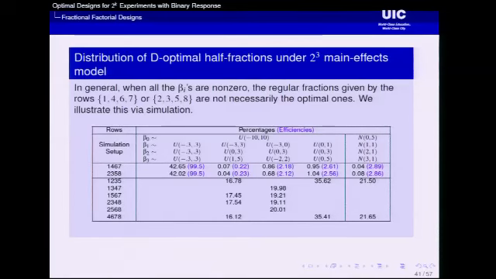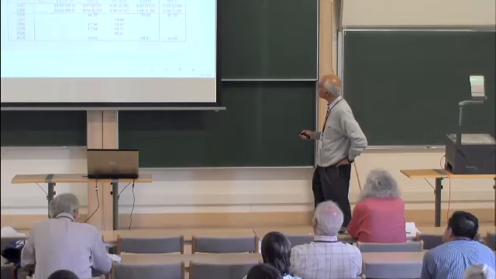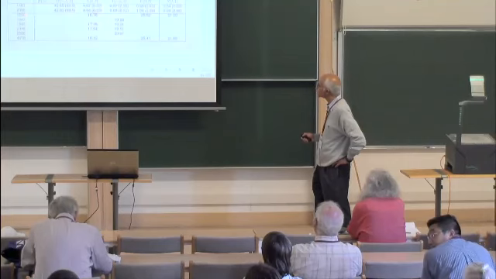If all the betas are uniform in this tiny interval around 0, and beta 0 is uniform here, then in 42% of the time, this regular fraction is optimal. In another 42%, the other one is optimal. But as you change and go to priors that don't include really 0, that are one side of 0 or the other, regular fraction 1, 4, 6, 7 is optimal in only 0.07% of the times. 1, 2, 3, 5 is optimal in 16% and so on.